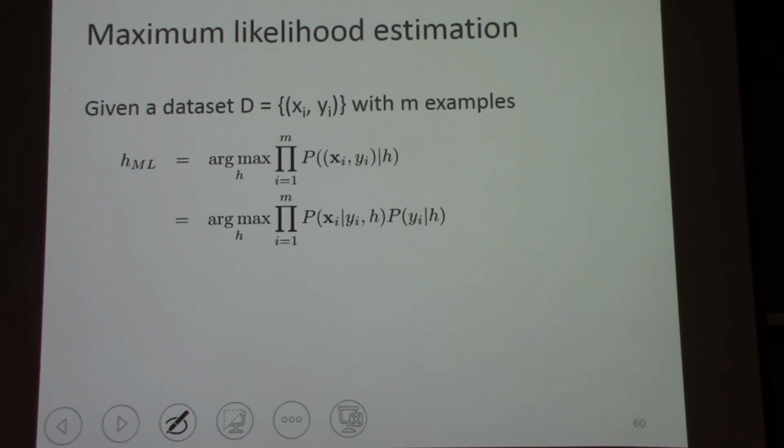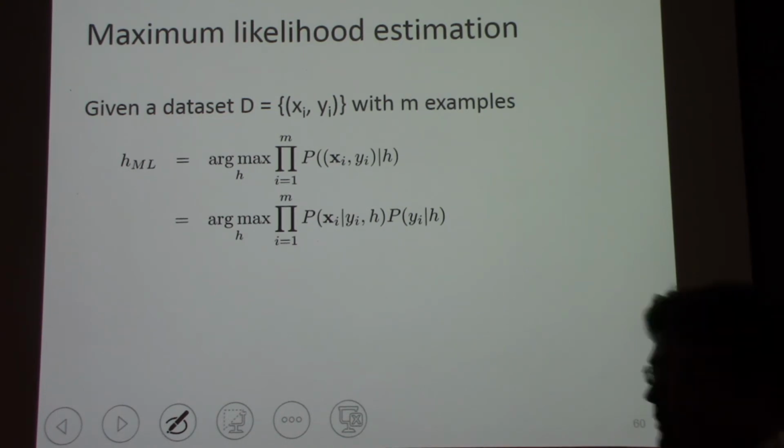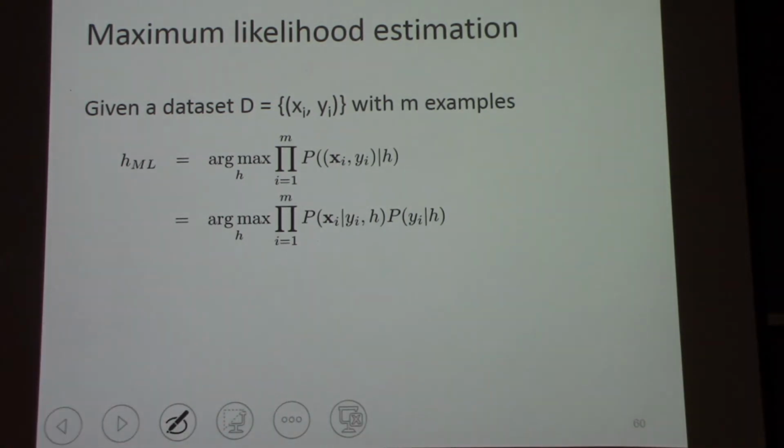Because we are doing maximum likelihood learning, we are just trying to find the classifier that maximizes the product of the likelihood of every example. That's the first expression here. And going from here to here is basically just applying the definition of conditional probabilities.